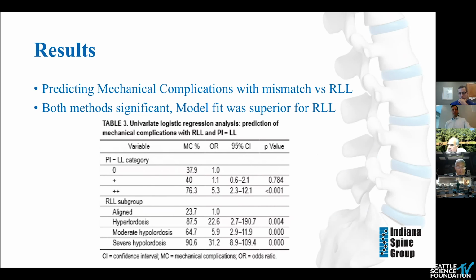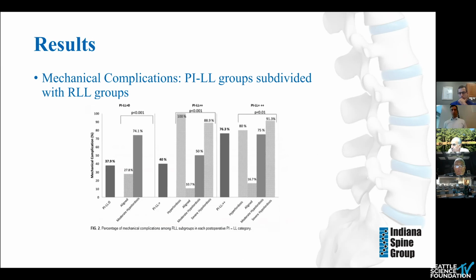This looks at the comparison between mismatch and RLL. As you can see, both show some statistical significance, and you can see the further you get away from kind of the aligned group, the more complications you have. When doing this particular model fit, they found that the data was superior for the RLL subgroup. And then if you subclassify and you look at all the different mismatch groups being 0, plus, and double plus, you can see that these are broad categories that when you use the RLL and combine with that, there's quite a bit of a difference between that.